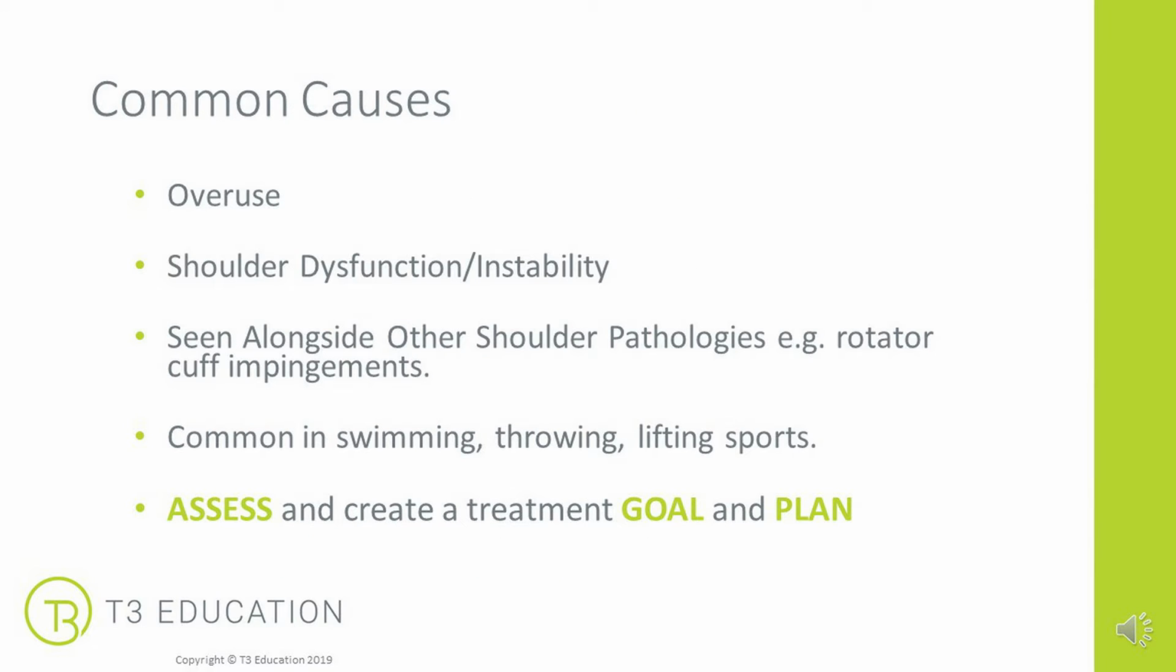There are lots of reasons why this might be happening. Some of those reasons: overuse, shoulder dysfunction or instability. So I tend to see this more in clients who have other things going on at the shoulder. For example, rounded shoulders, winging scapula, AC joint impingements, other shoulder pathologies. We also then see this bicep longhead tendon pain.